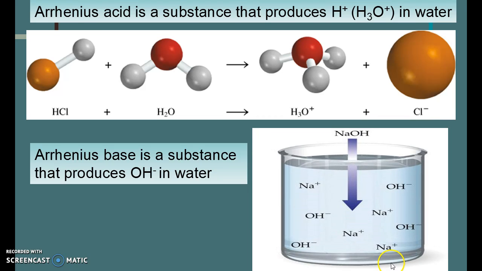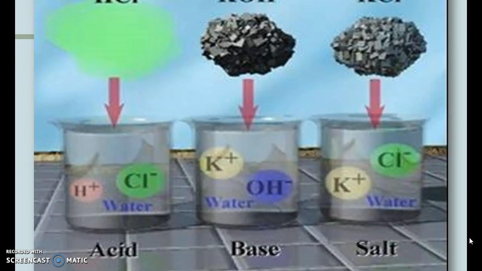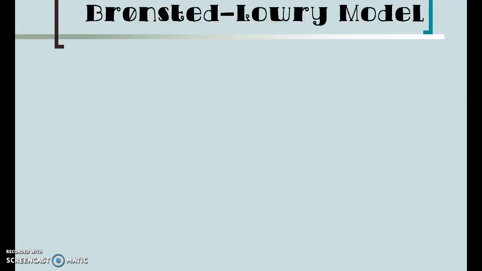An Arrhenius base is a substance that produces hydroxide ions in water. So you can see here that when I take sodium hydroxide and it dissolves, it breaks apart into Na+ and OH-. And then here are just a few more examples. Acids produce H+ ions in solution. Most bases produce hydroxide ions in solution. And here we can see salts also ionize. So all of these are good conductors of electricity as well as good electrolytes.